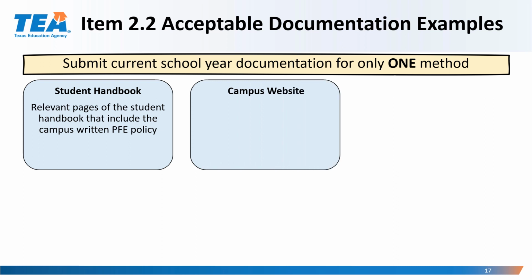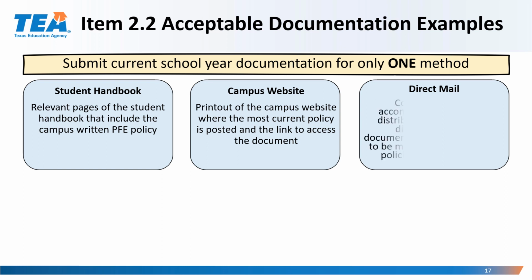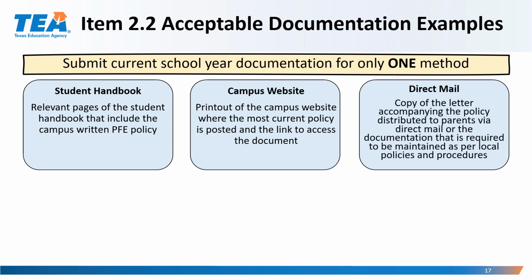If the campus website is the method that the campus used to distribute the policy, the LEA can submit a printout of the campus website where the most current policy is posted and the link to access the document. If direct mail is a method that the campus used to distribute their policy, the LEA can submit a copy of the letter accompanying the policy distributed to parents via direct mail, or the documentation that is required to be maintained as per local policies and procedures.